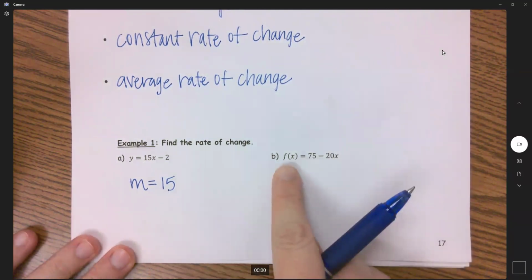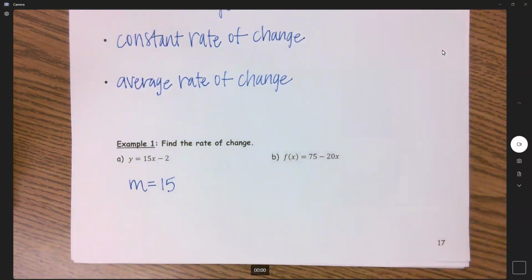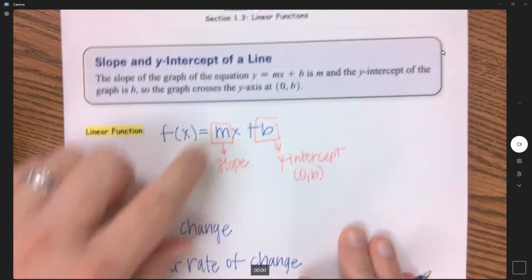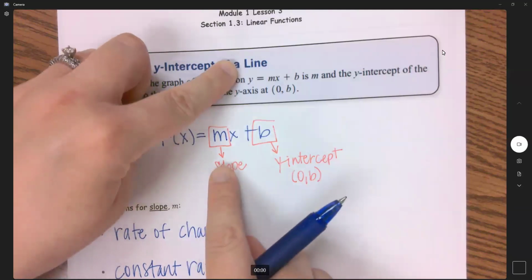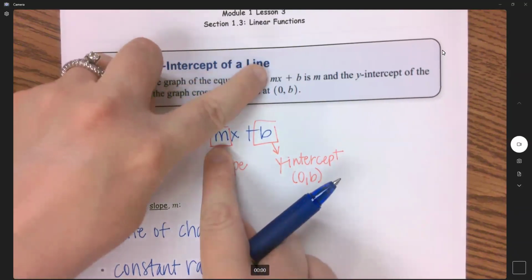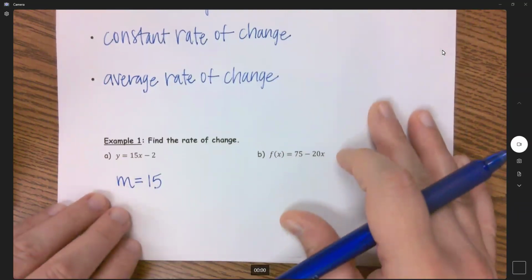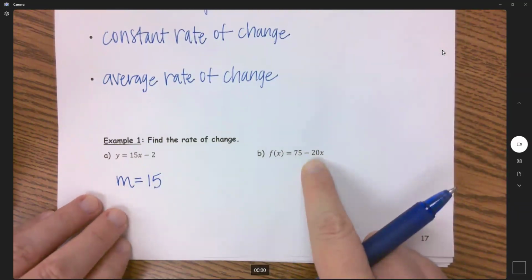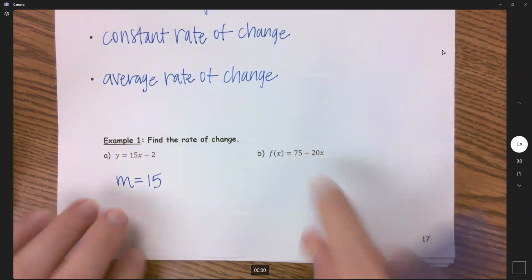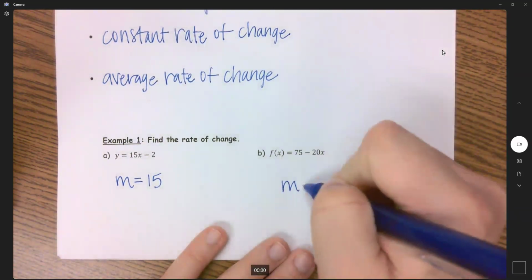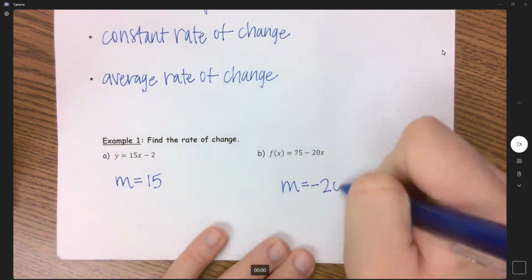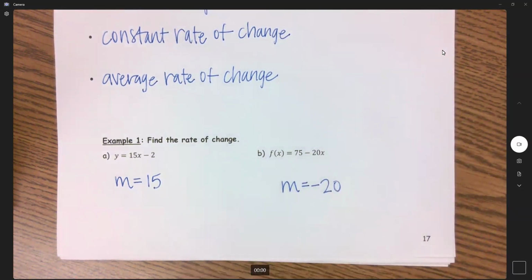This one here, we have a linear function, treated the exact same way. What is your slope? Okay, the order is a little bit off right here, but no matter if it's an equation or a function, your slope is what is in front of your x. It's your coefficient for x. So here, my slope is negative 20. And that negative is crucial. It does need to be included.